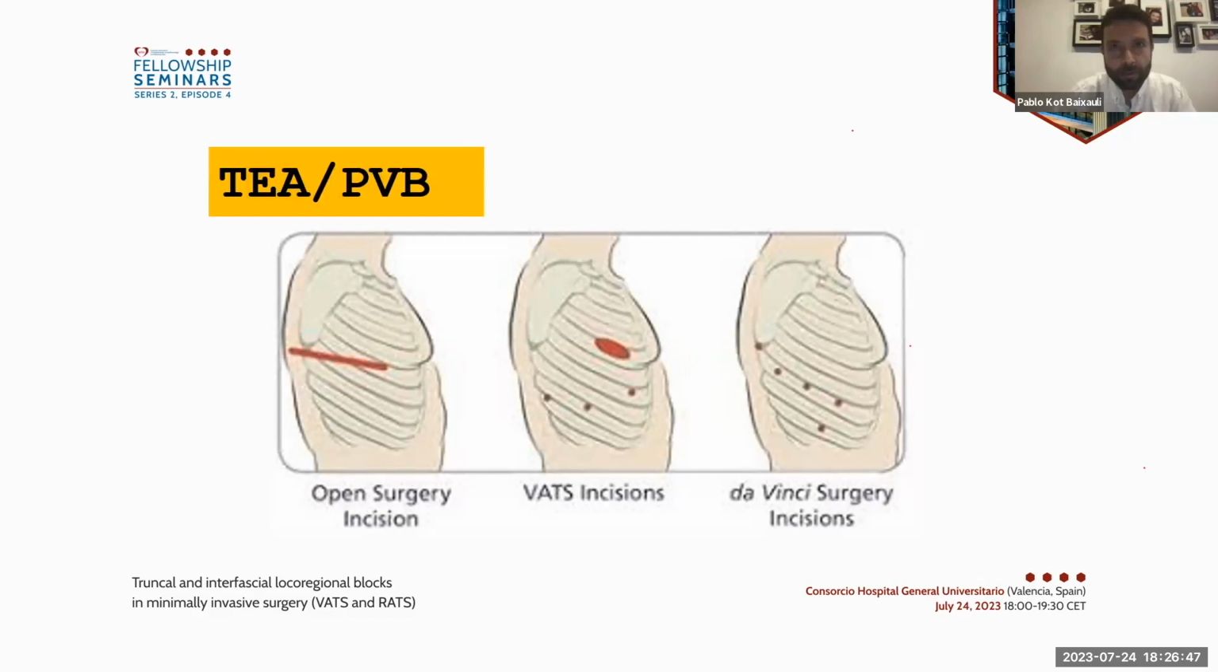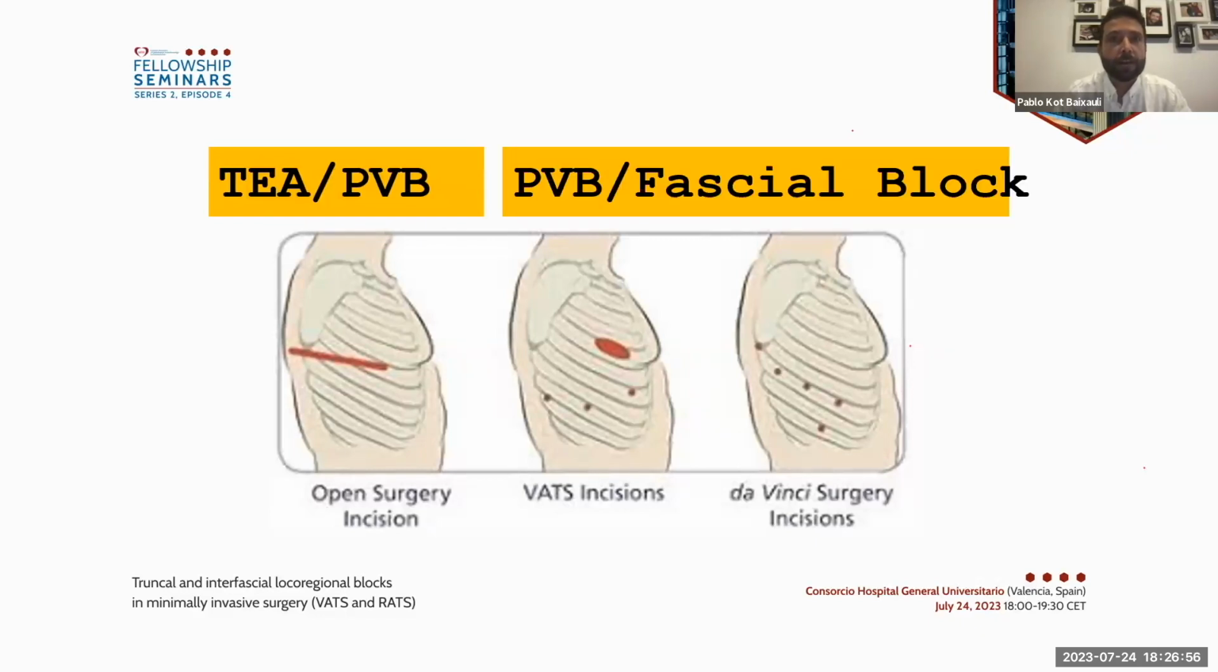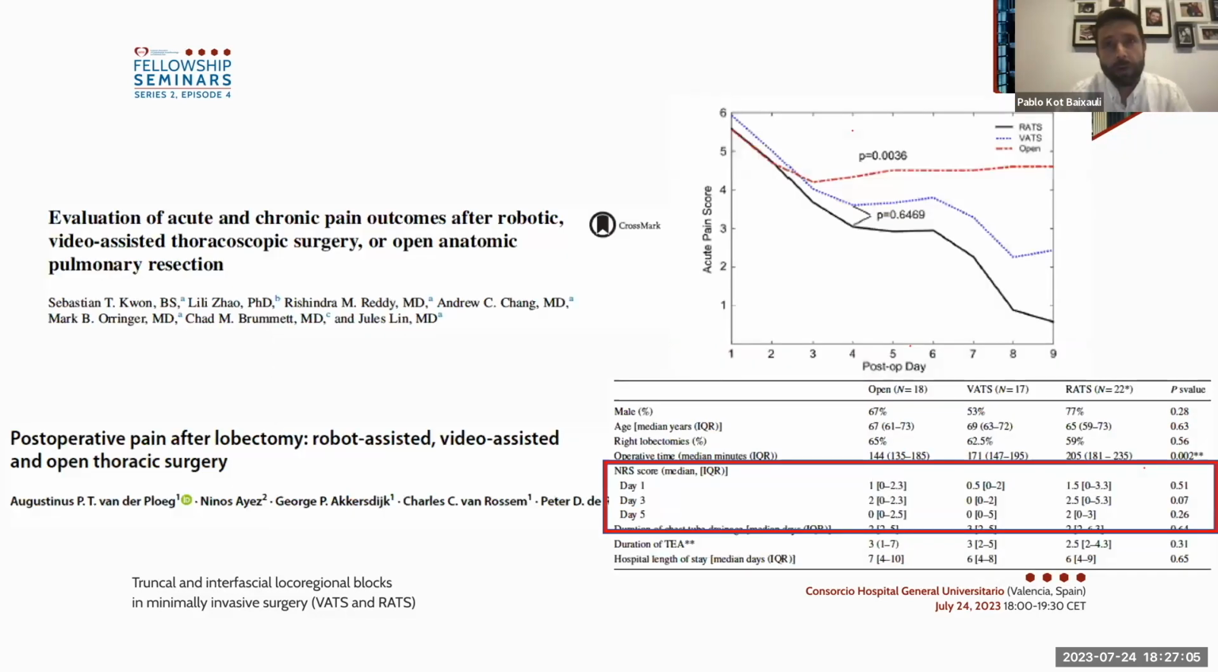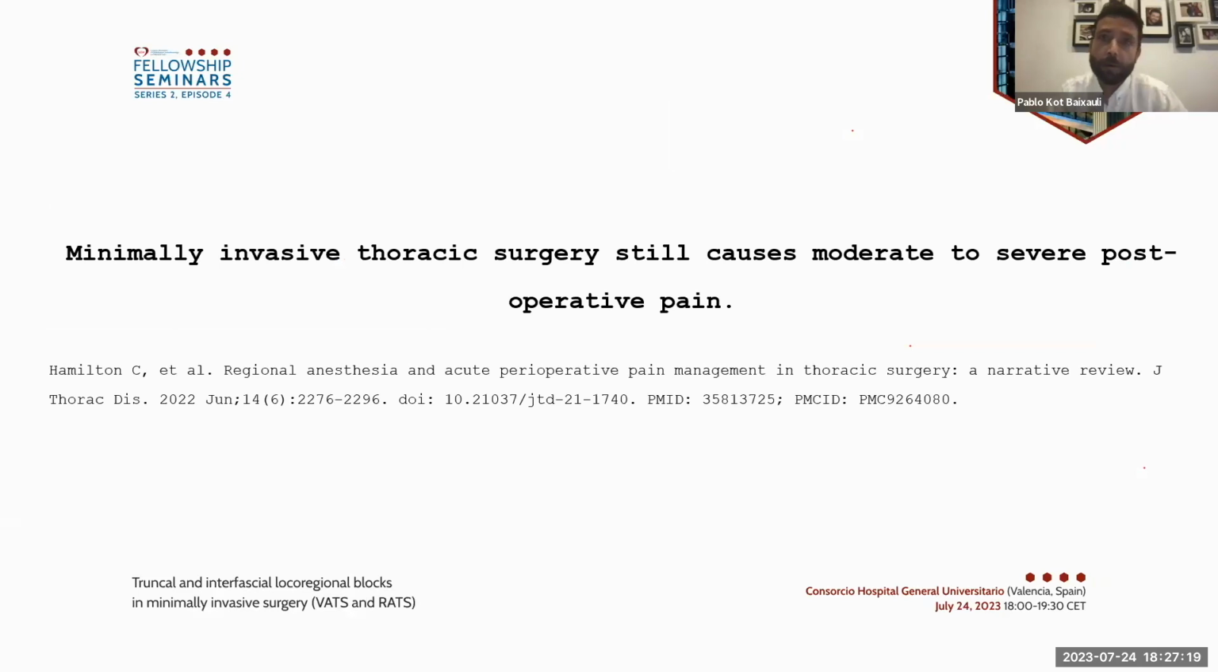While in thoracotomy, the technique of choice was continuous epidural or paravertebral infusion, in videothoracoscopy and robotic surgeries, regional anesthesia was debated between paravertebral and fascial blocks. However, despite the reduction in damage and pain, some studies show that postoperative pain remains moderate or find no difference at all compared to other approaches. Therefore, postoperative pain in minimally invasive thoracic surgery continues to be relevant and represents a challenge for the anesthesiologist.